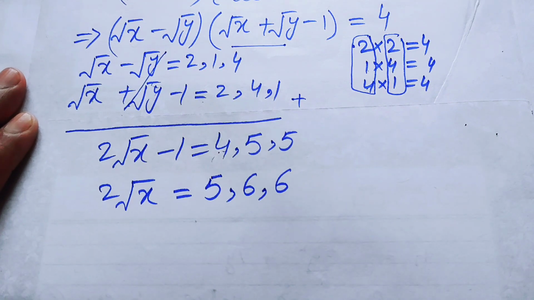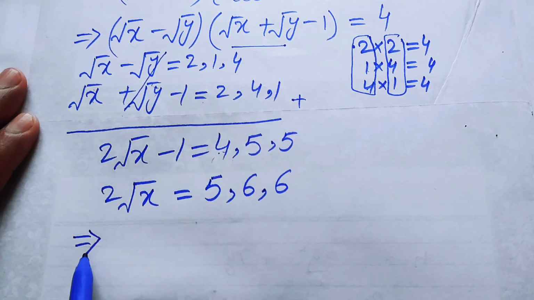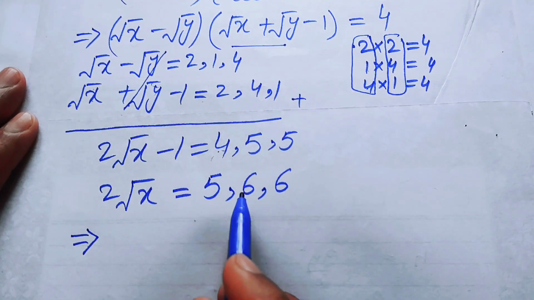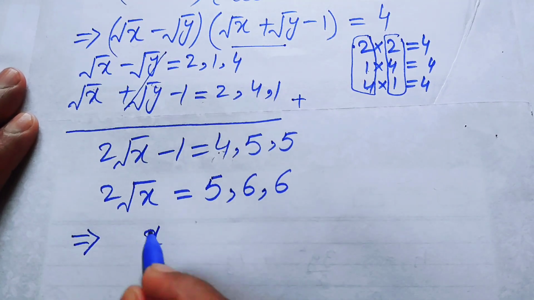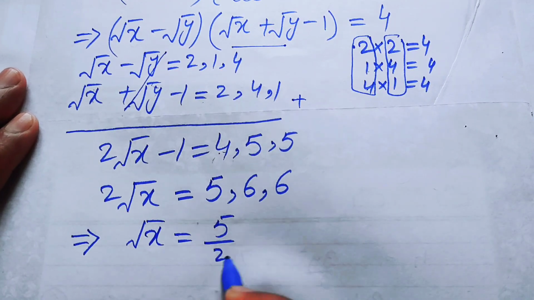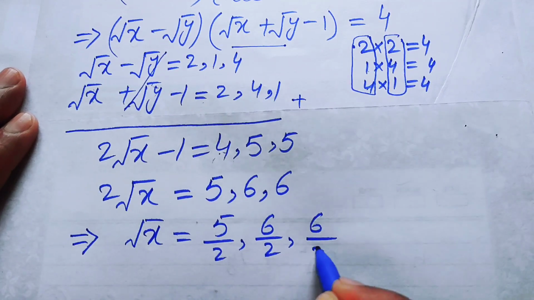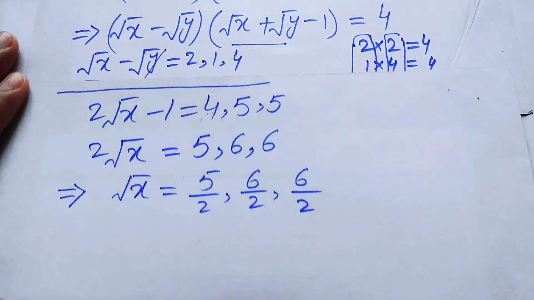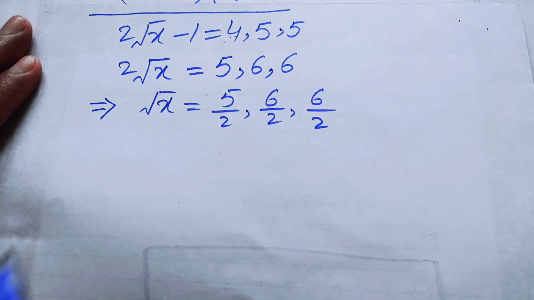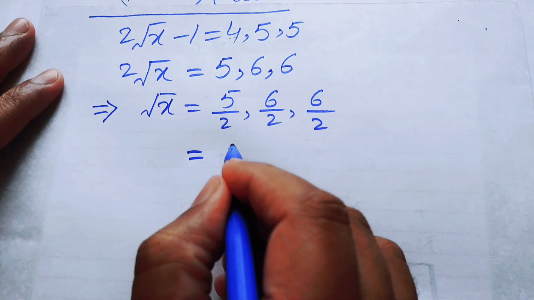After that, we move this 2 to the right hand side. Here this 2 is multiplied by square root of x, and when we take it to the right hand side, it divides each term, so it becomes square root of x is equal to 5 over 2, 6 over 2, and 6 over 2. And after that, we have the three values of square root of x.